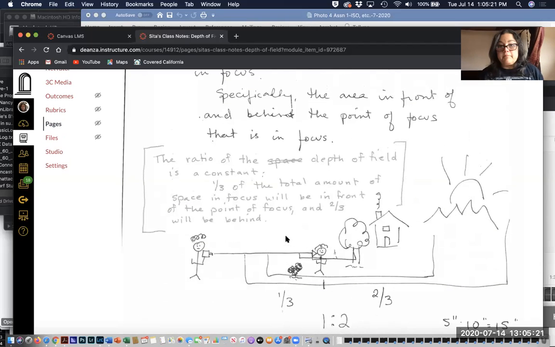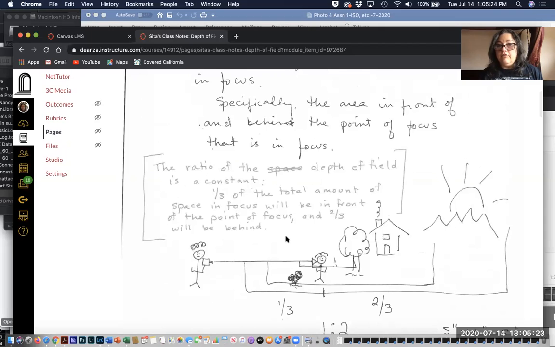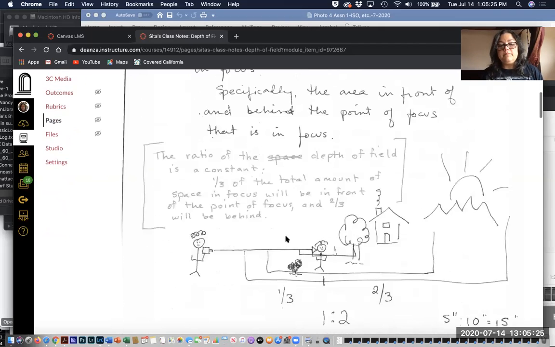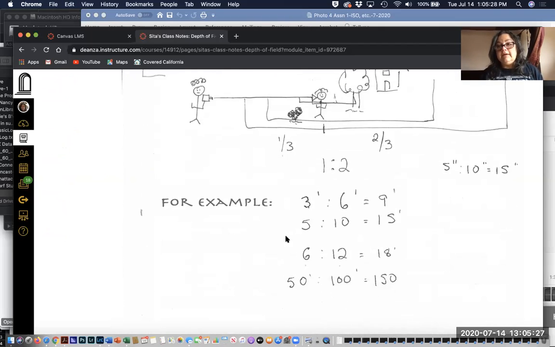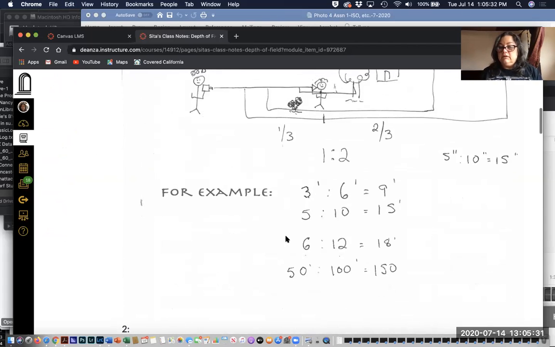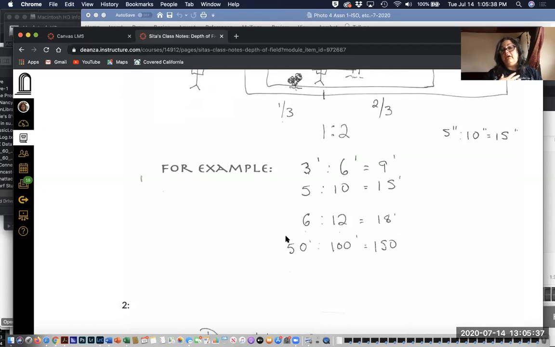But back to the overall depth of field. So there are three things that affect depth of field. And the first is the aperture, the size of the aperture. And that's the thing that we as photographers use when we purposely want to change how much space in the frame is in focus, when we purposely want to change the depth of field.